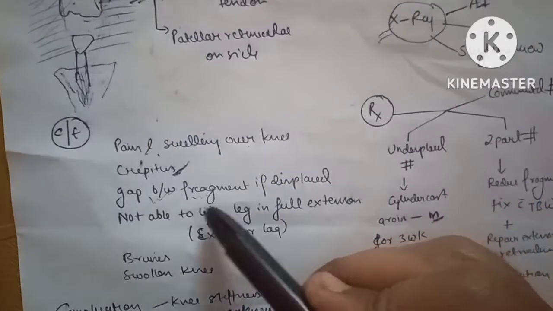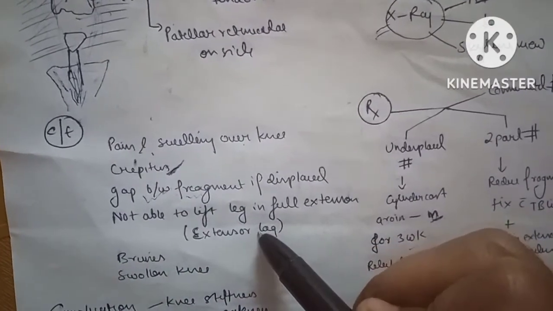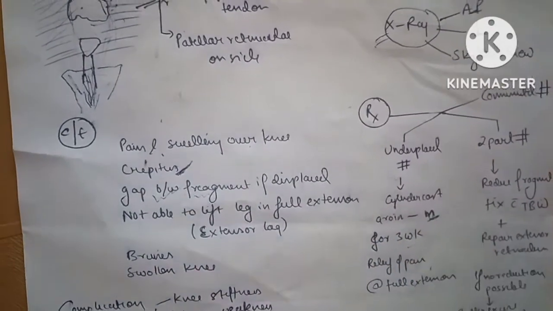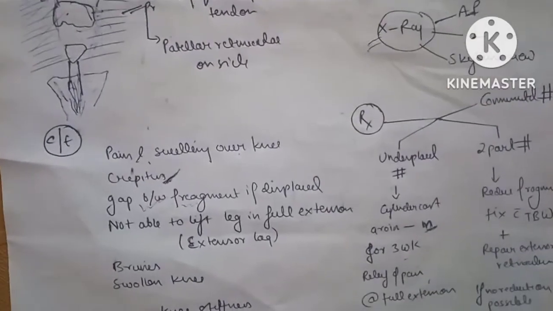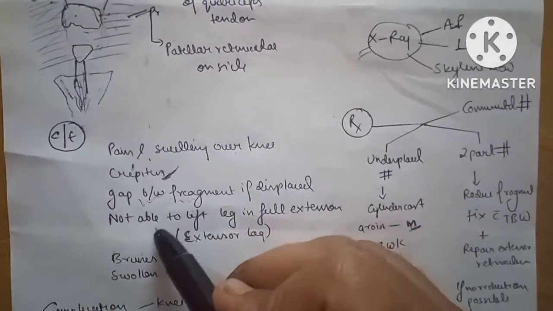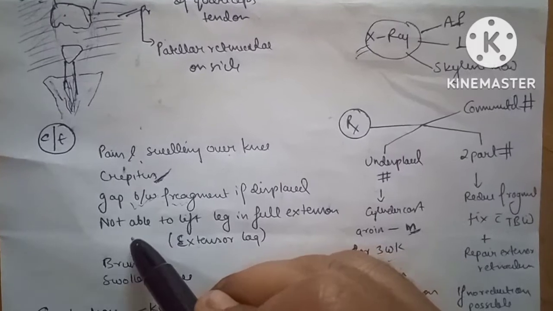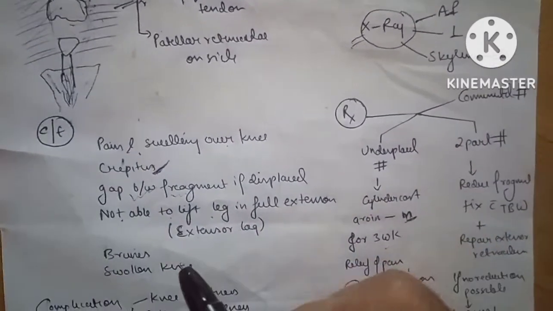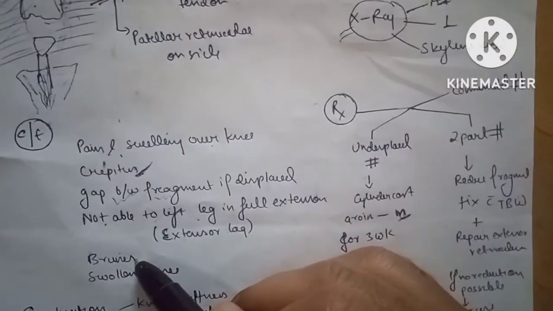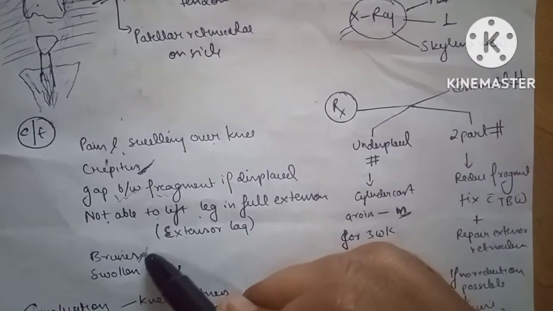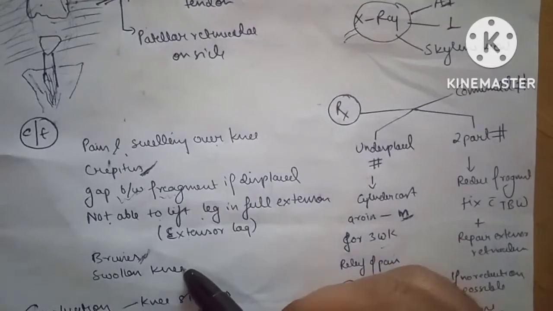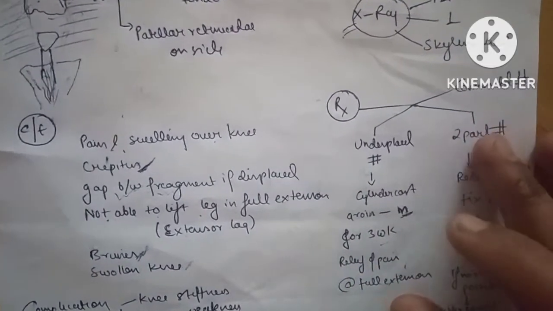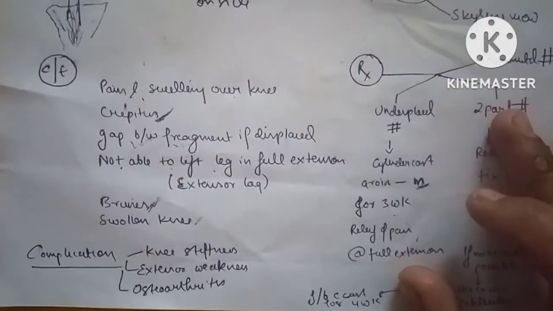Now, if there is an extensor lag, that is due to a deficit in the extensor apparatus, that is quadriceps femoris, patella and its insertion, the patient is not able to lift the leg in full extension. If there is a direct injury, a bruise mark may be seen over the skin over the patella. A swollen knee may indicate hemarthrosis in the knee joint.